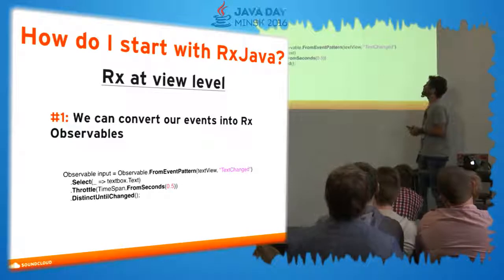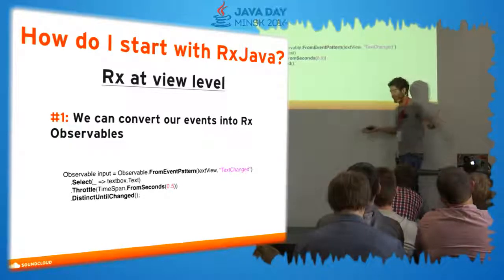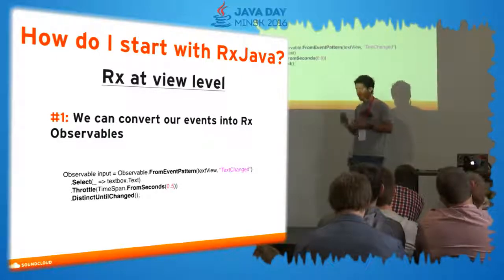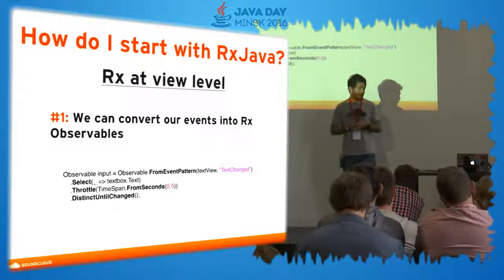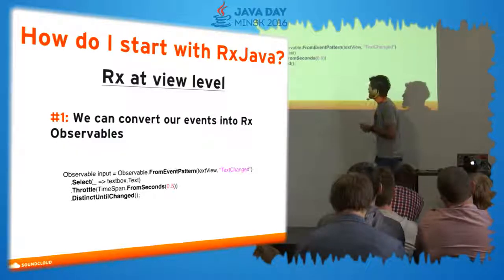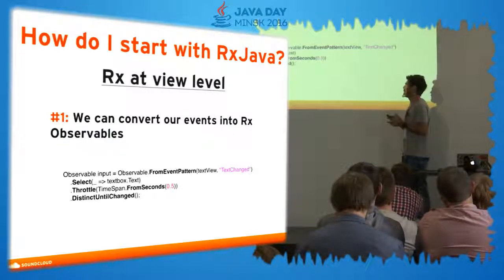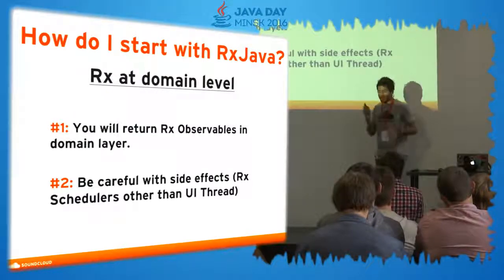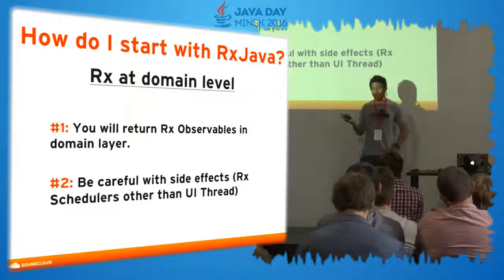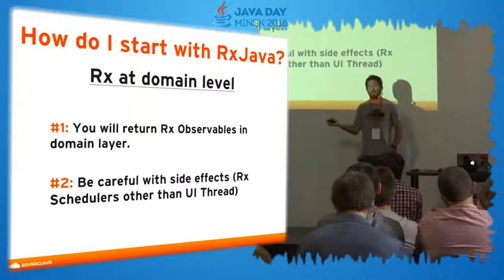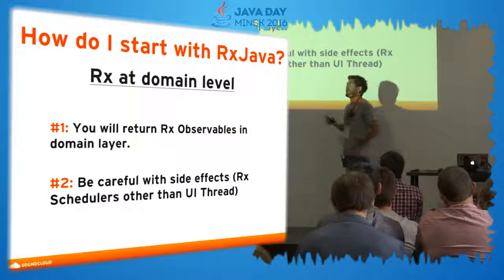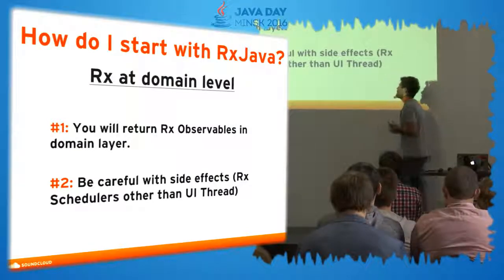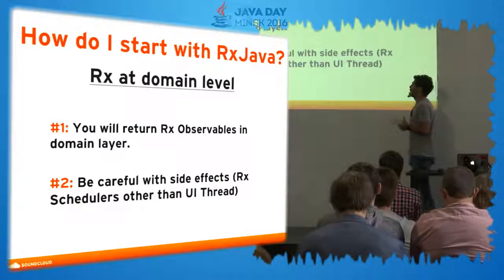So if you're using Android, I guess it's up to you. There is something called RxBindings, a library created by Square, or Jake Wharton, that makes things a little bit simpler. But at your domain level, you have to be careful here, because this is where you might jump to another thread, or where you will decide in which thread you're going to perform your job. So be careful with that.